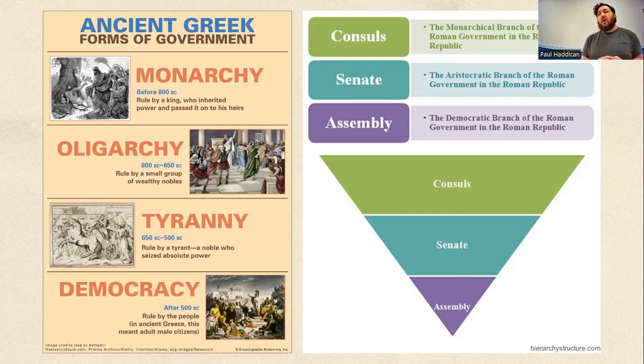The Senate, which was the aristocratic branch, is where your noblemen were. This is where laws were passed and recommended, and the actions recommended to the consuls. And the Assembly was where all the lower class of people were able to do the same thing as the Senate. But you see how it goes up, right? With the most power being with the consuls and the least power being with the assembly, right?